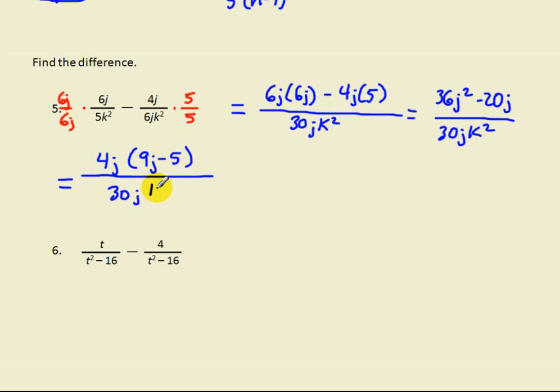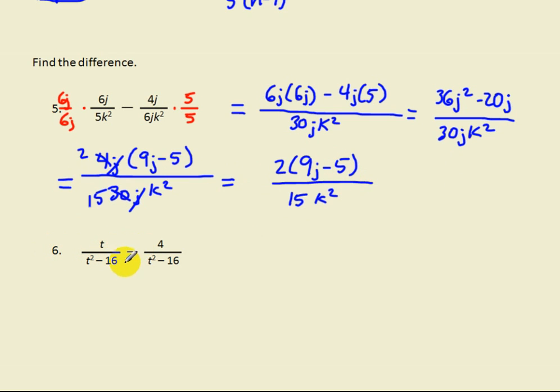30jk squared. Okay, so now in the denominator we have all factors here, and in the numerator now we have two factors, 4j times 9j minus 5. So now that this j is a factor, we can go ahead and cancel the j that's in the numerator and the j that's in the denominator. We can also simplify the 4 over 30 because they're both divisible by 2. 2 will go into 4 twice, 2 will go into 30 15 times. And we end up with 2 times 9j minus 5 over 15k squared. And now we've simplified as far as we can, and that's our answer.